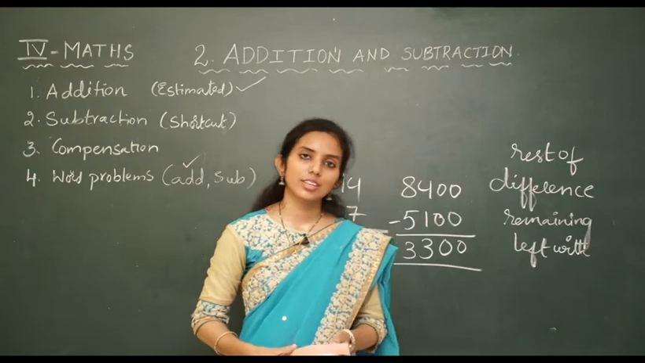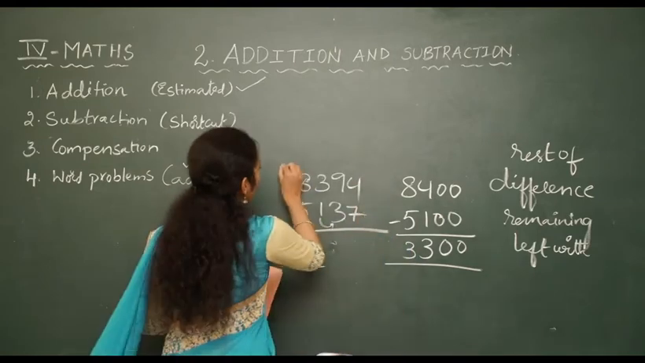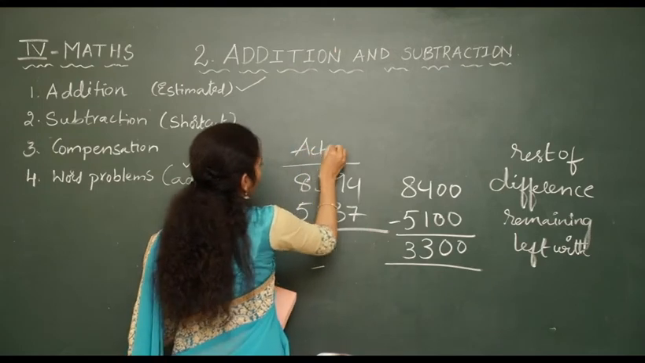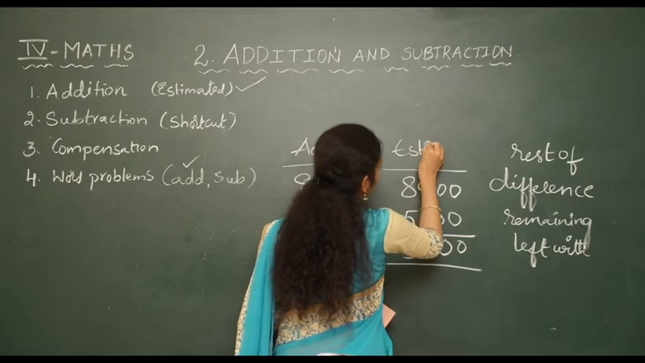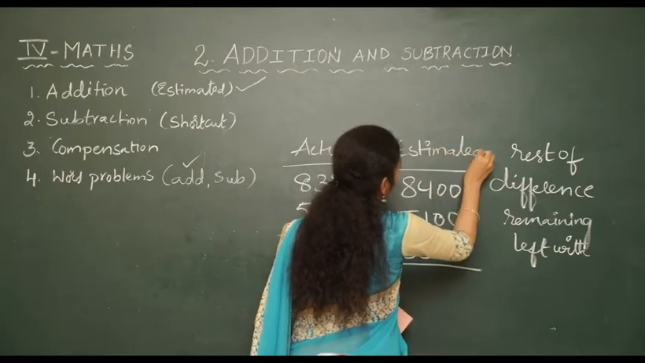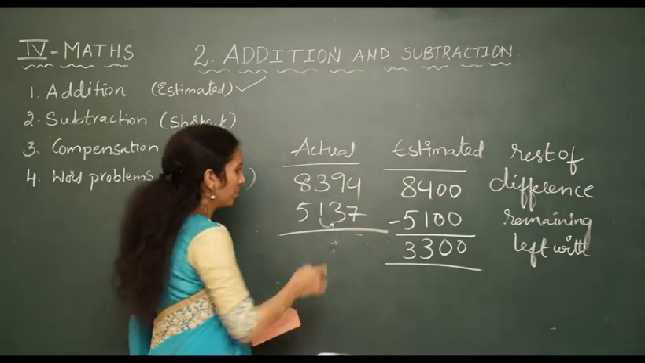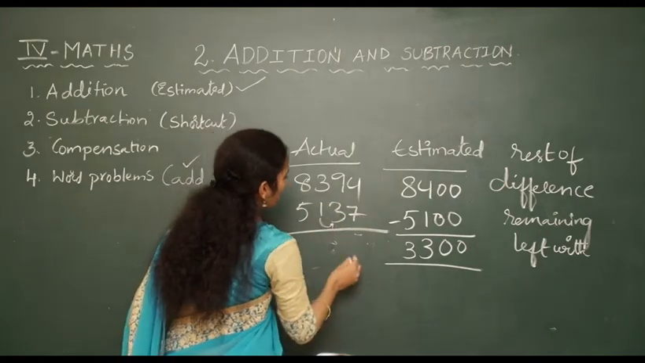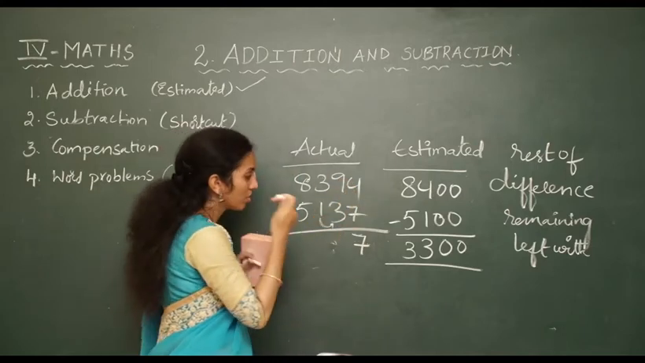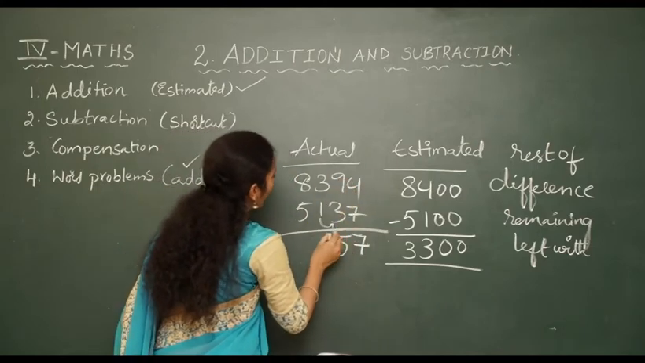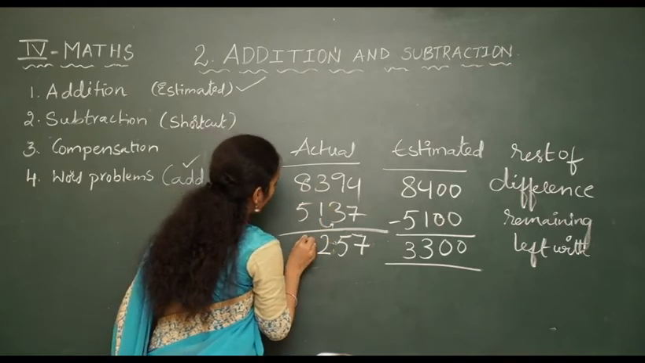So 3300 is the answer. This is how we get the estimated one, and this is the actual. Now, 14 minus 7. 4 minus 7 is not possible, so let us take the borrow. 14 minus 7 is 7, and here we have already given 1 borrowed, so 8 minus 3 is 5, and 3 minus 1 is 2, and 8 minus 5 is 3.